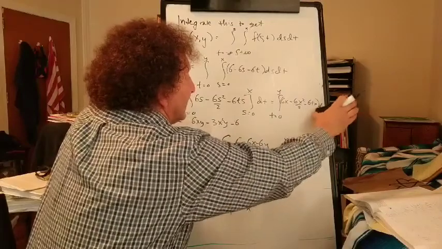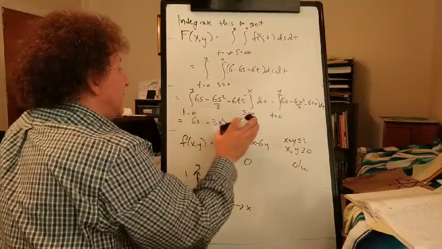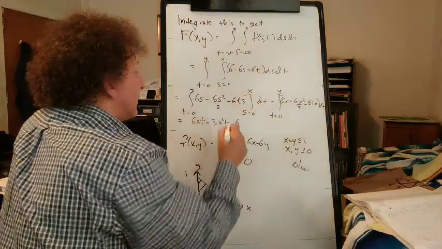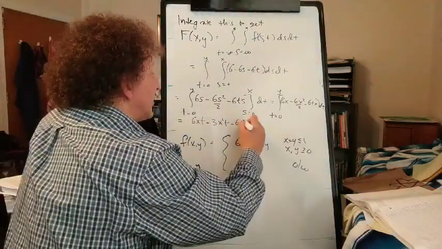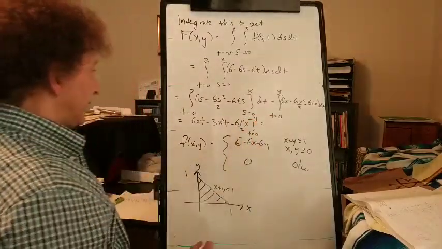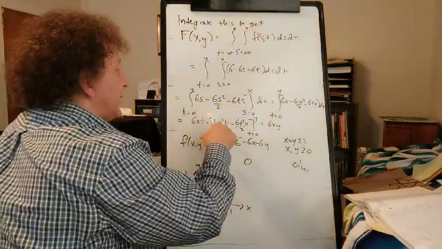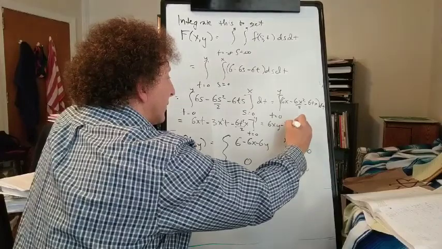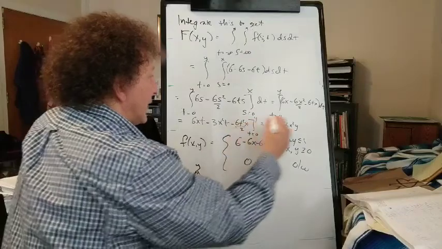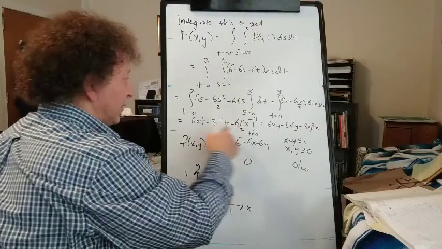Sorry, we're integrating this dt because t is the variable that's going to become y. 6xt minus 3x squared t minus 6t squared x over 2. Now as t goes from 0 to y, this is 6xy minus 3x squared y minus 3y squared x, and then we plug in t equals 0, this whole thing is 0.